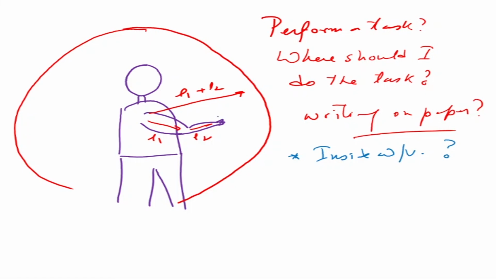Suppose I want to write. You can imagine that you're writing with a pen on a piece of paper. Are you going to write here? Are you going to write here? Where are you going to write? Or if you're eating in a particular way, you're doing a task in a particular way, so where should you perform the task? Well, the answer would be such that it is optimal.